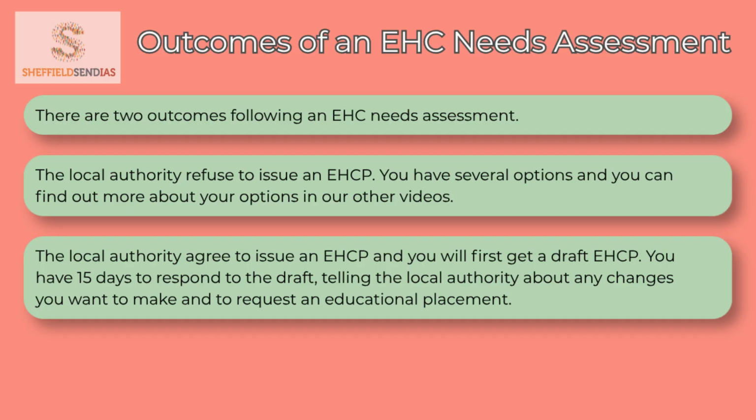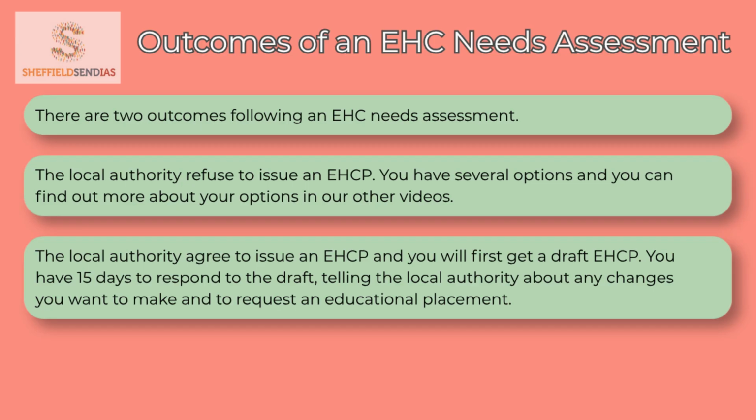We have another video which explains what an EHC plan is, and you can find the link to this in the video description. If the local authority agreed to issue an EHCP, you will first get a draft plan. You will have 15 days to check through the plan and make representations. This means telling the local authority if there is anything you want to be changed on the plan. At this point, you should also request an educational setting for your child.